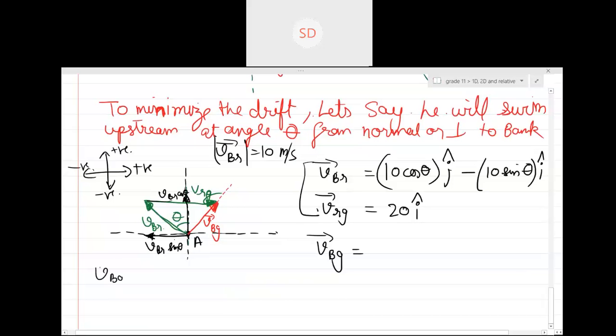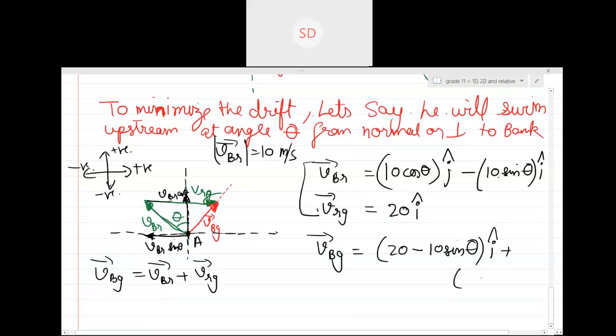फिर से लिखो, क्या बार बार एक ही चीज? Velocity of boy with respect to ground plus velocity. Minus plus. So just add these two. When you add these two, you'll get what? The velocity of boy with respect to ground. So this will become 20 minus 10 sin theta i cap plus 10 cos theta j cap.